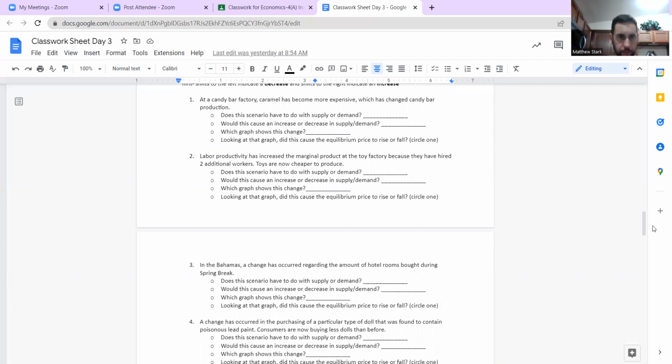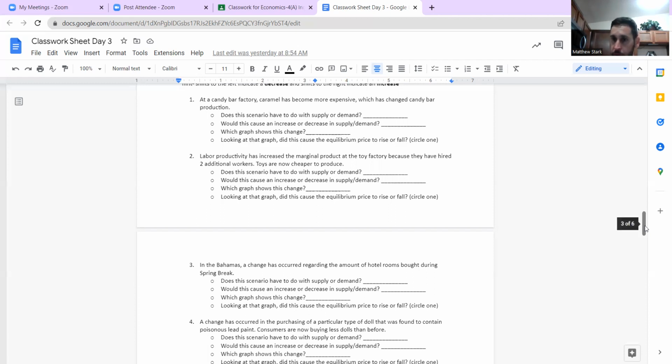So number one, at a candy bar factory, keyword factory, caramel has become more expensive, which has changed candy bar production. Well, you hear those words, factory and production, you should think, well, that's supply. You're making something. So it's dealing with supply. So would this cause an increase or decrease? Well, if you make candy bars and one of your ingredients, caramel, goes up in price, it's more expensive for you to make your candy bars. So you can't make as many. So supply is going to decrease.